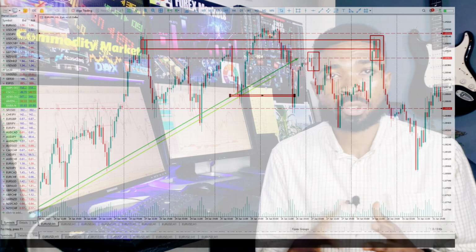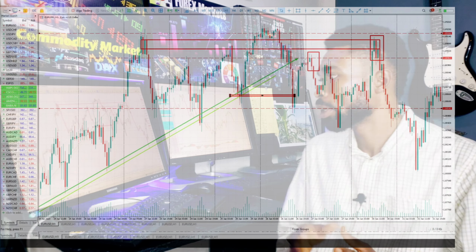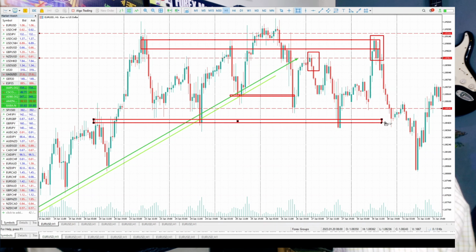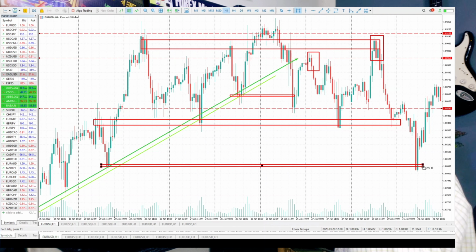So the same way market structure also applies here. So let's see the market structure here. You can see that we had lows, and the first low the market had was this low. Can you see? Market came back to the same zone and made a reaction here. The second low we had was this guy. And as you can see, market came back to the same zone and made a reaction.